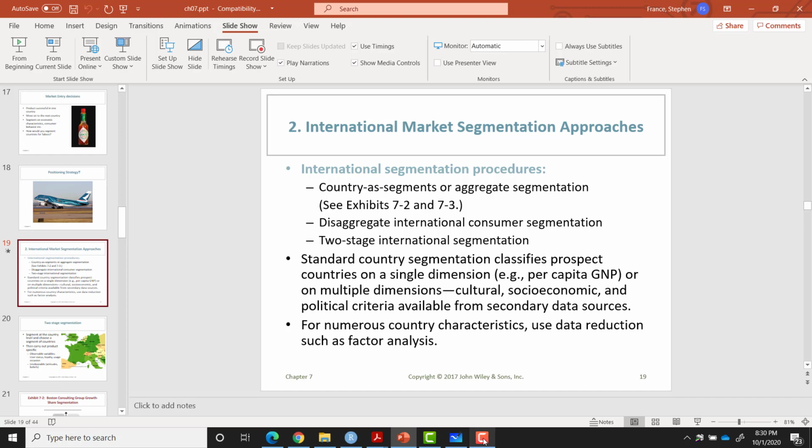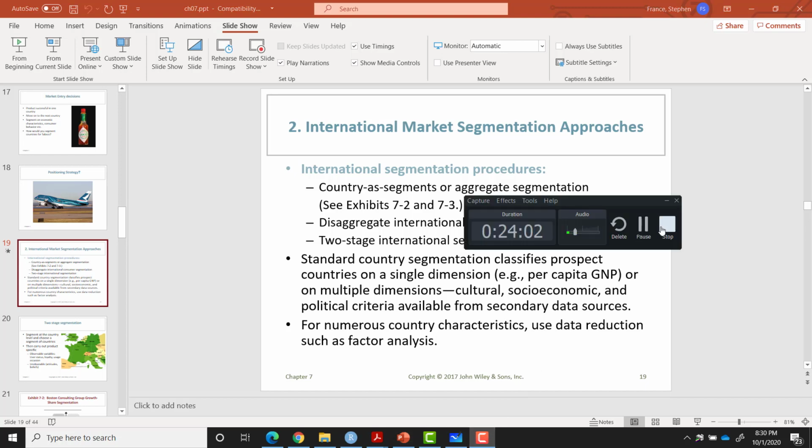Okay, so we'll just finish there, and then in the next video we'll talk about segmentation approach.